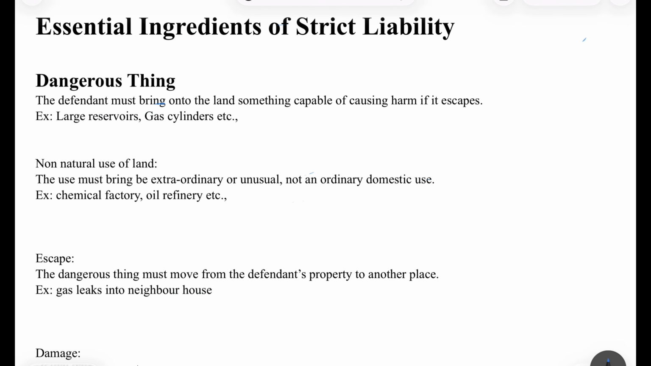Okay, now coming to the essential ingredients or elements of strict liability. First thing is a dangerous thing. The defendant must bring onto the land something capable of causing harm if it escapes. Example: large reservoirs or gas cylinders. A gas cylinder is a dangerous thing, also considered a general thing because all our households have gas cylinders. But here in this case, it means gas cylinders beyond the prescribed statutory limits.